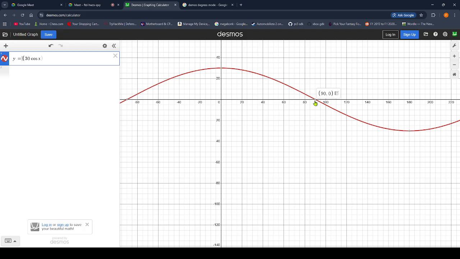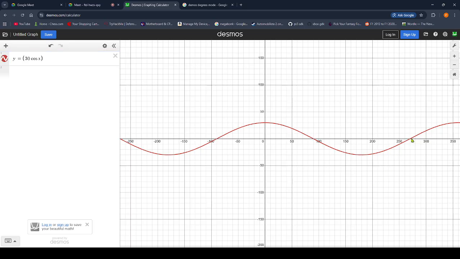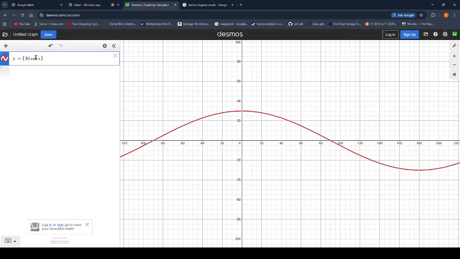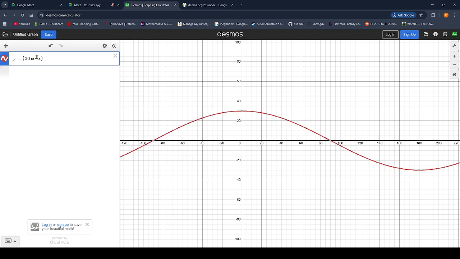That means that at 90 and at 270, there, it hits 0. No matter if I invert it or not, it's still going to hit 0 at 90. So that's how you know it's a cos graph, unless vertically shifted, but vertically shifted shifts the whole graph up or down. So that's how you check.